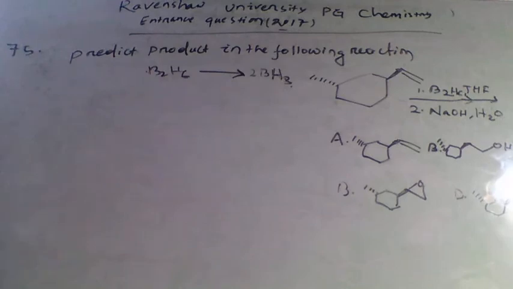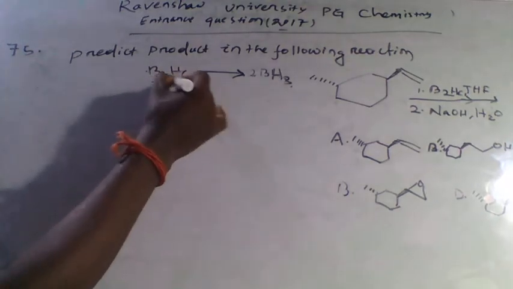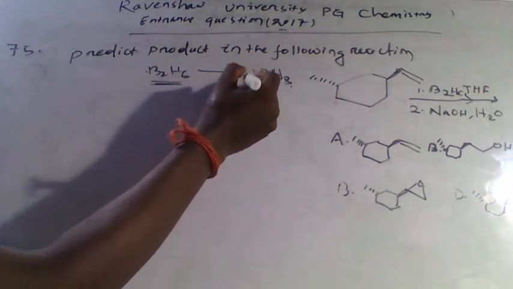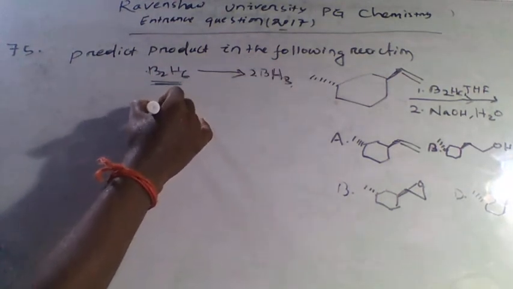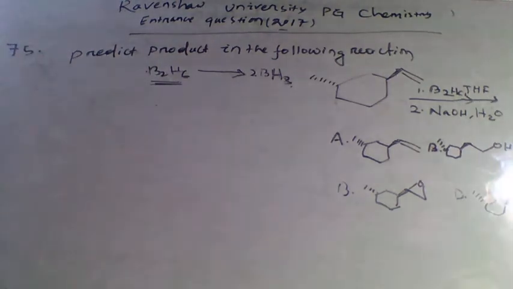Now I am going to discuss the Haryana University Physics Chemistry Entrance Question 2017, question number 75. Predict the product in the following reaction. It is given this alkene, treated with diborane, and secondly they have used sodium hydroxide and water. We'll discuss here this diborane, which is B2H6, and we'll see here the whole reaction mechanism.